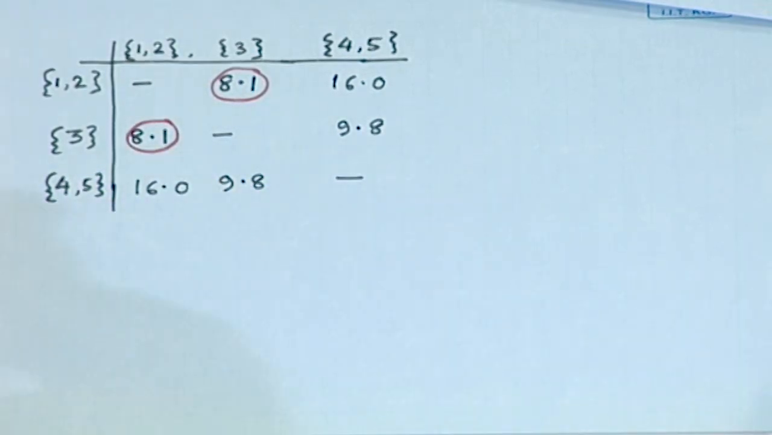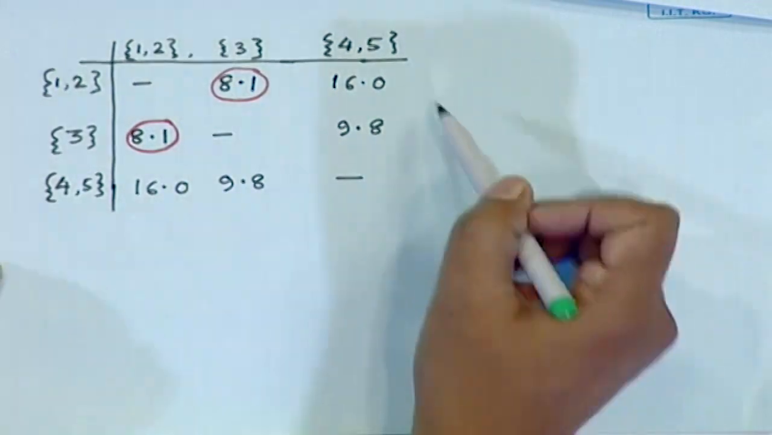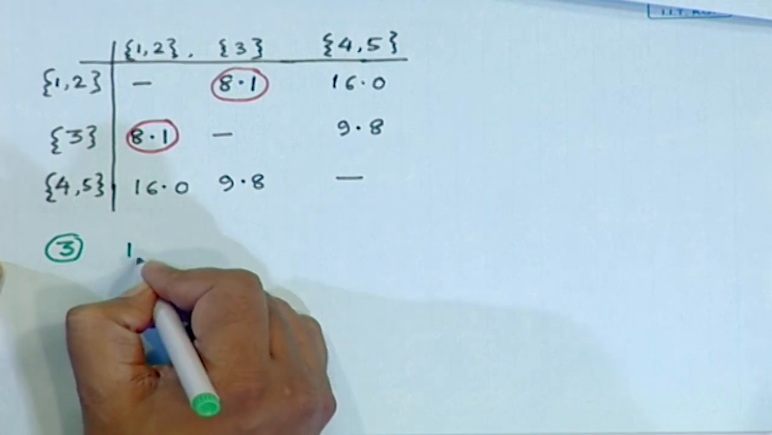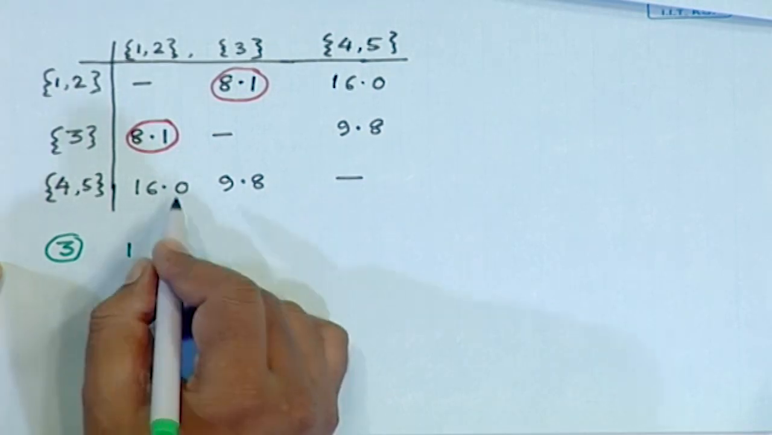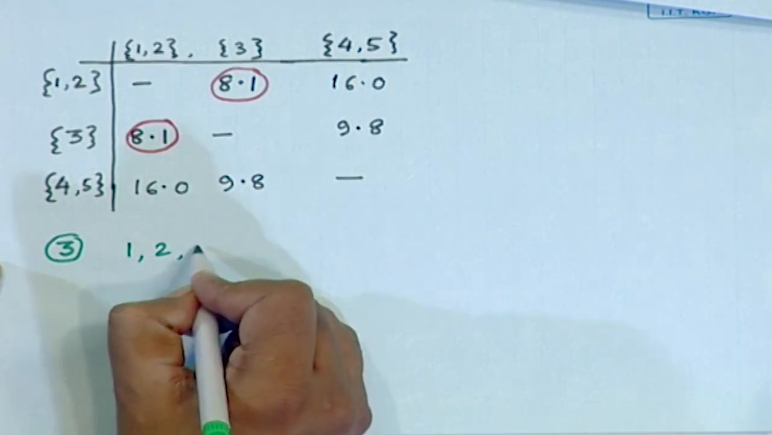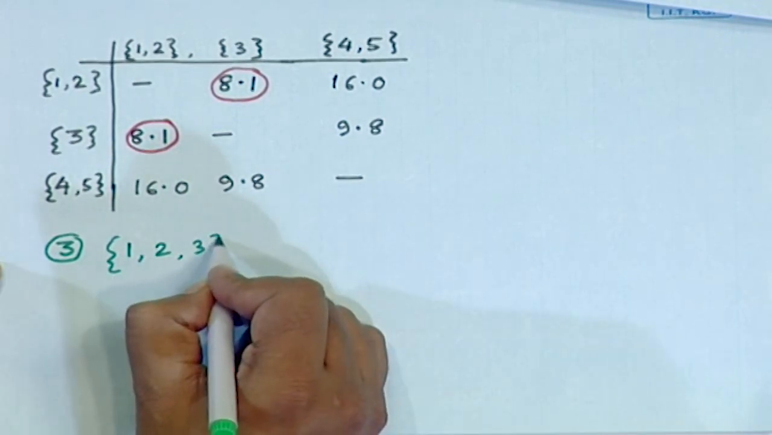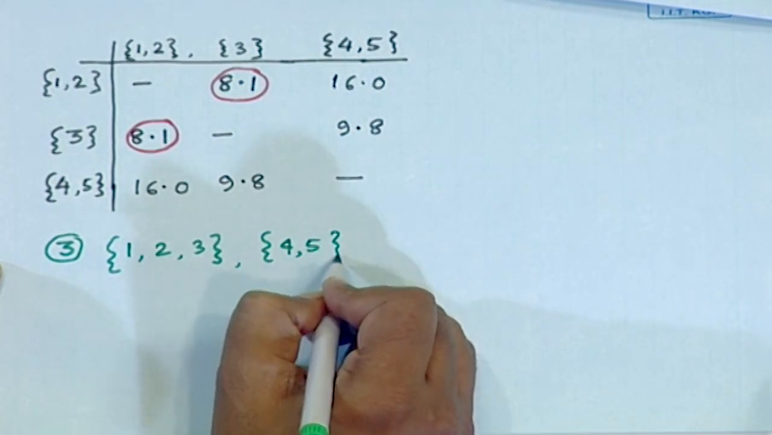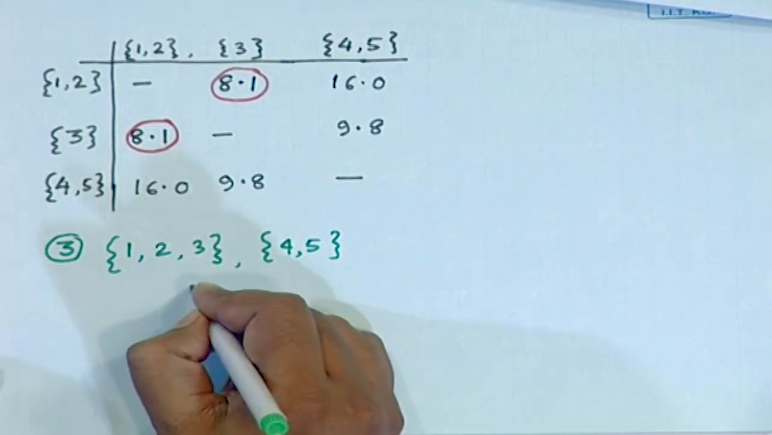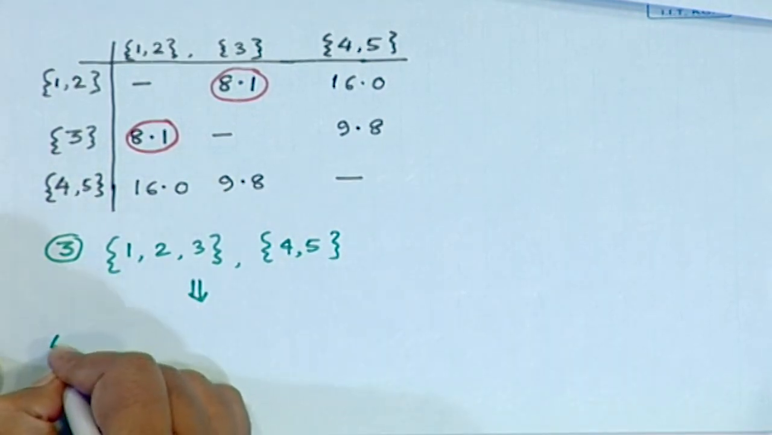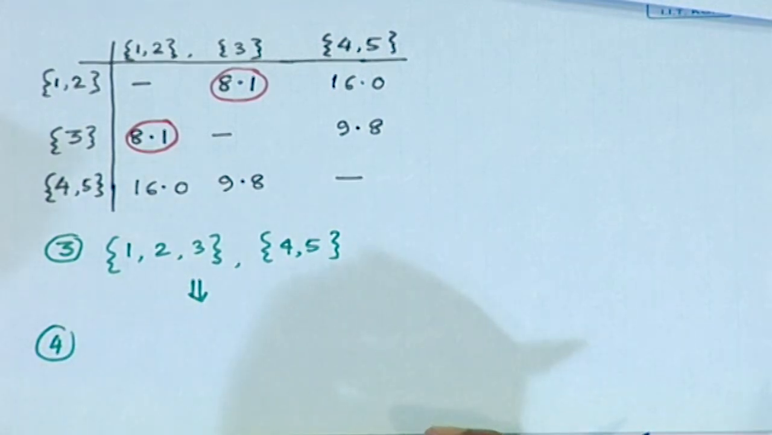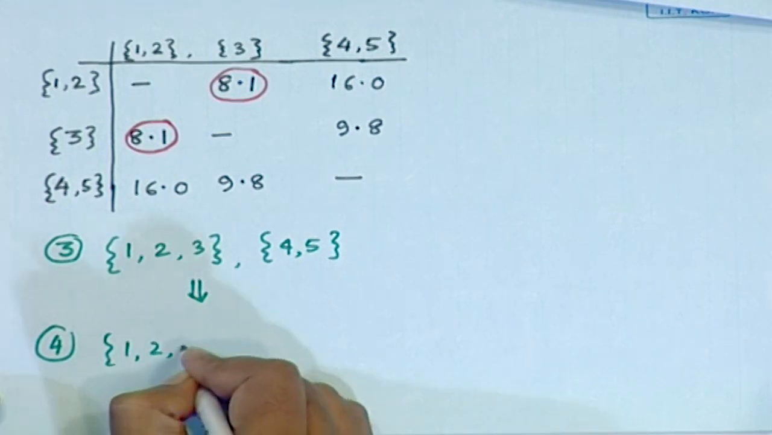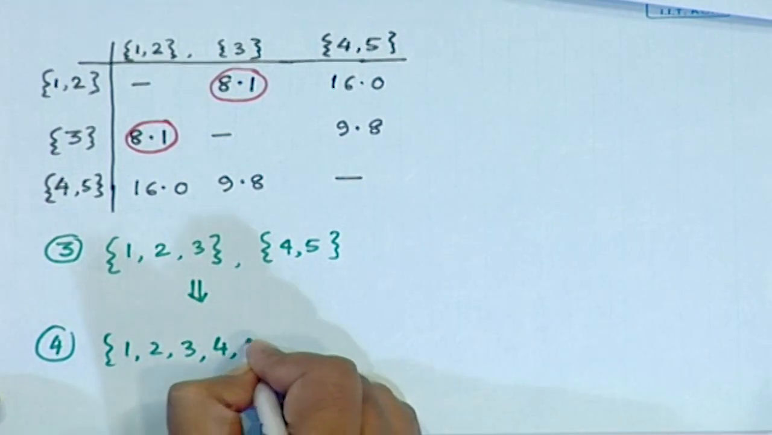Okay. So, in step 3, my clusters are 1, 2 and 3, these are combined together and the other cluster consists of 4 and 5. Okay. And obviously, the final step that we can have in the fourth step, now I am left with only 2 clusters. So, these 2 clusters are to be combined together. So, I get a single cluster 1, 2, 3, 4, 5.